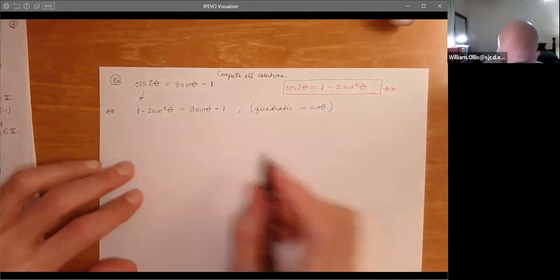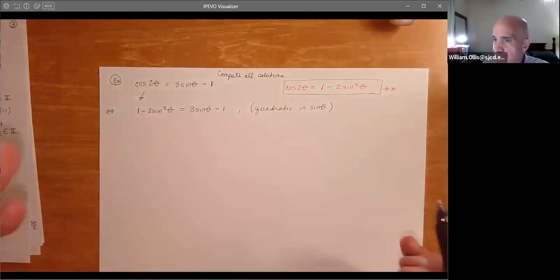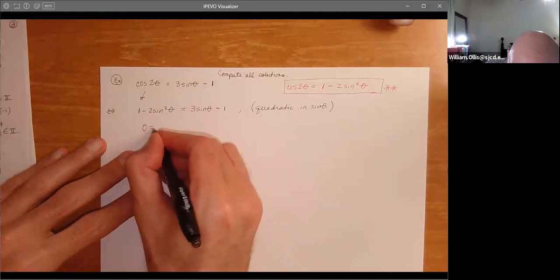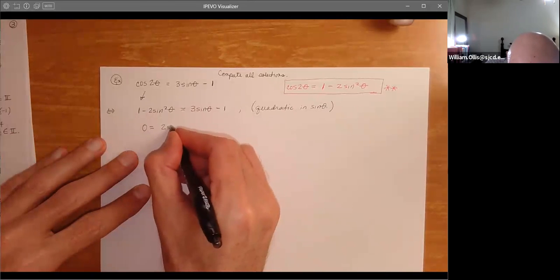How simple. So now let's just throw everything on one side and keep our fingers crossed that it will factor. So we have 0 equals 2 sine squared theta.